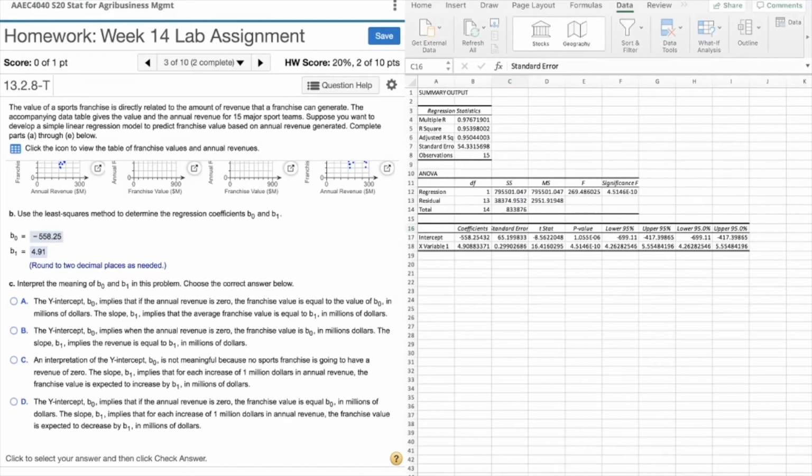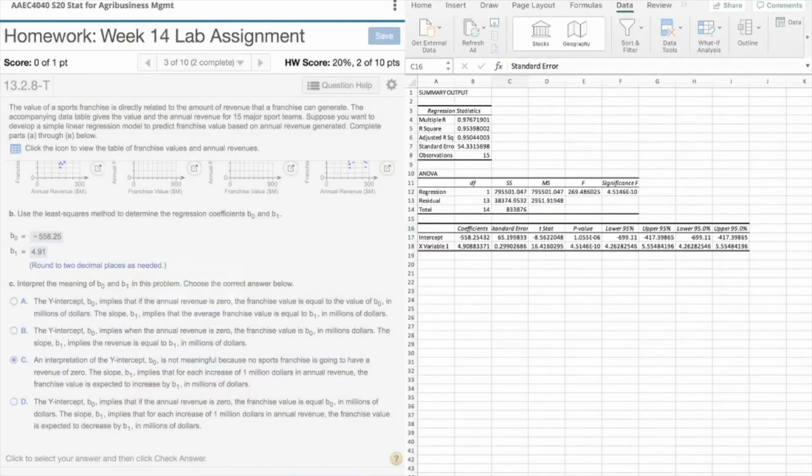Okay, next part, to interpret the meaning of B0 and B1. A is false because B1 implies the marginal franchise value, not the average. And B is false because it also provides a wrong interpretation of B1. And D is false because B1 is positive, so it shows that the franchise value is expected to increase by B1 for each increase of $1 million in annual revenues. So we choose C.